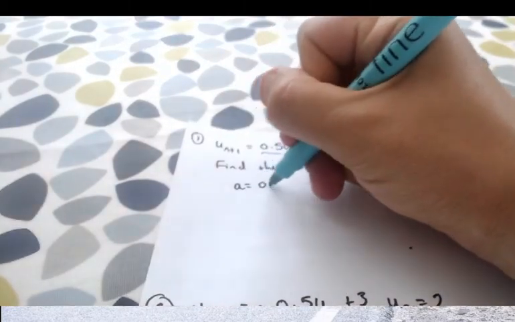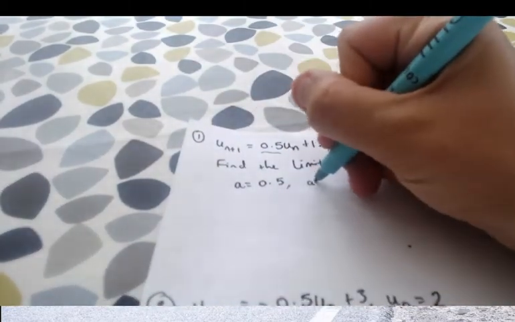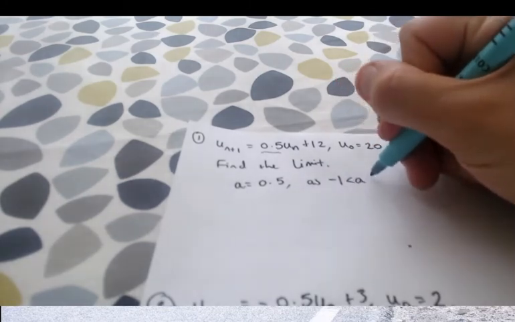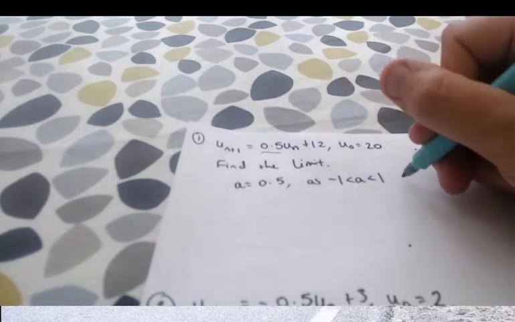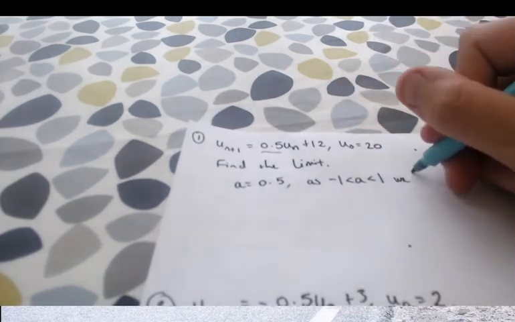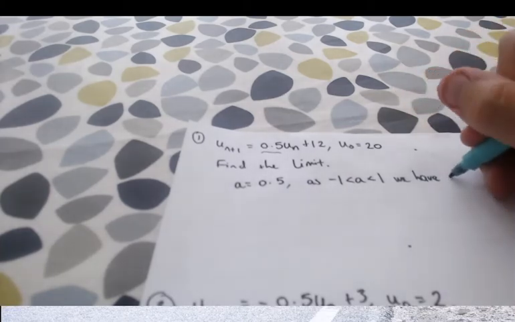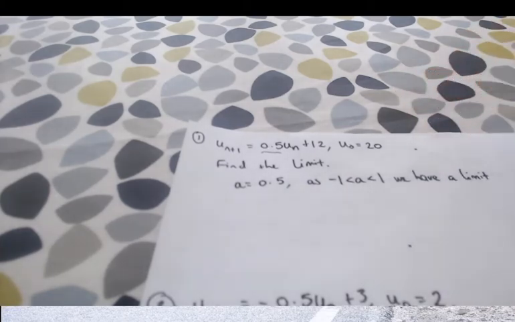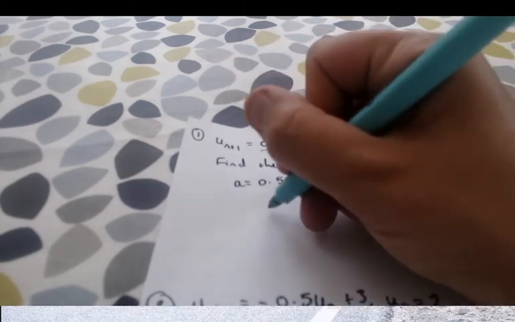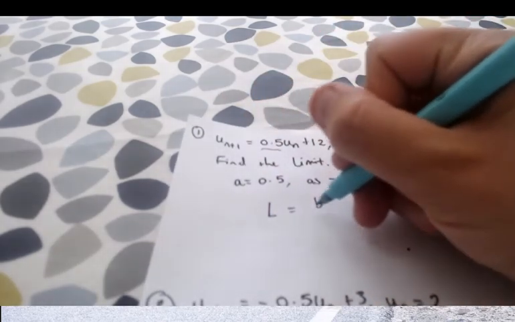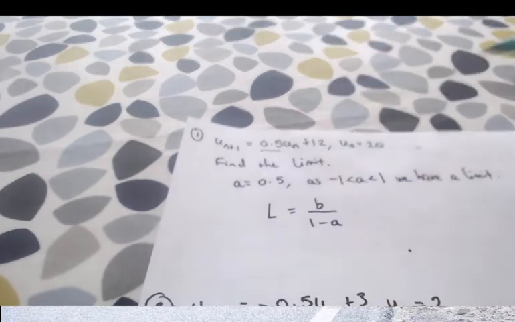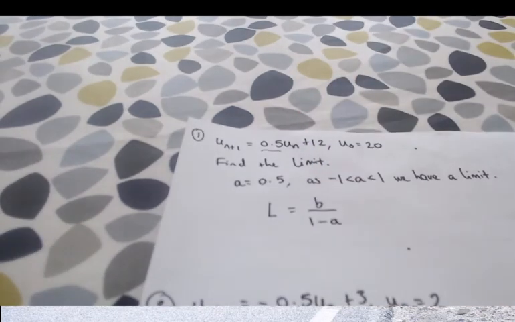I'm going to write down the A is 0.5. I'm going to write down my condition for a limit. So, as A is between -1 and 1, we have a limit. And now I'm going to calculate that limit. So, limit formula. Now, this is one of these formulas that you don't get given in a formula sheet. You just need to memorise it.